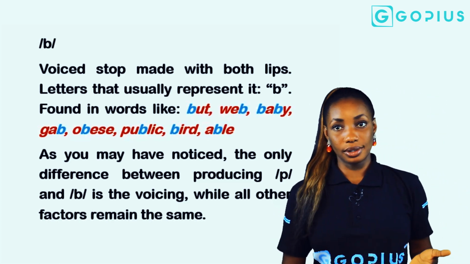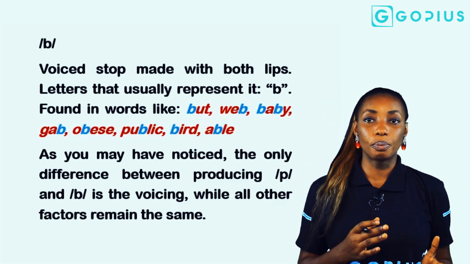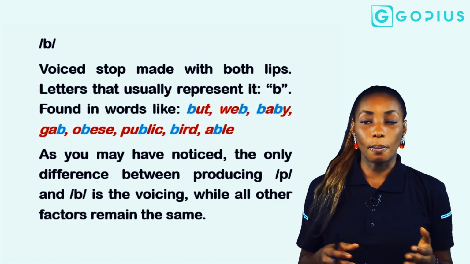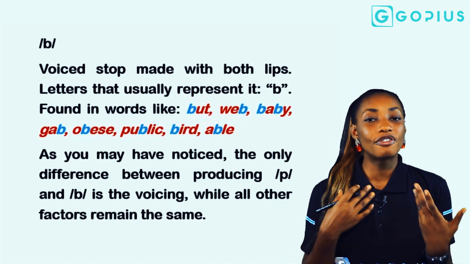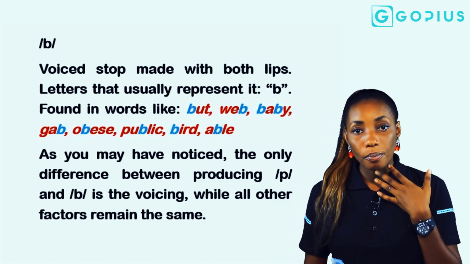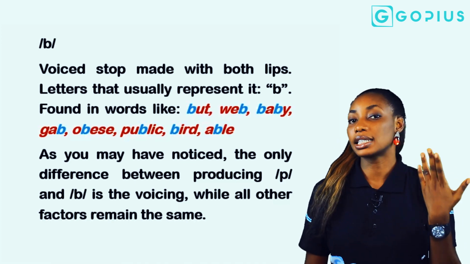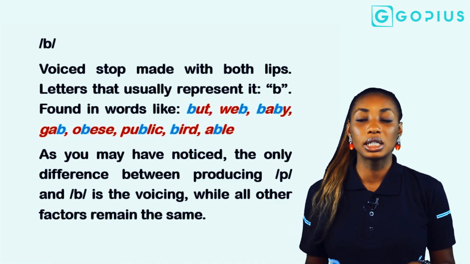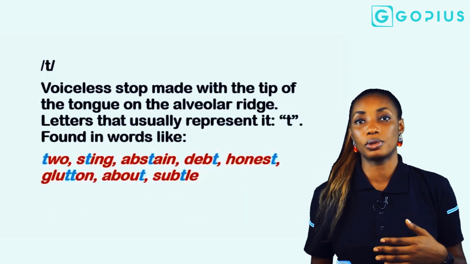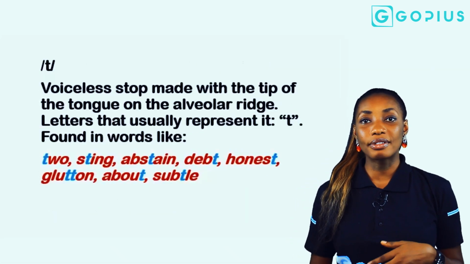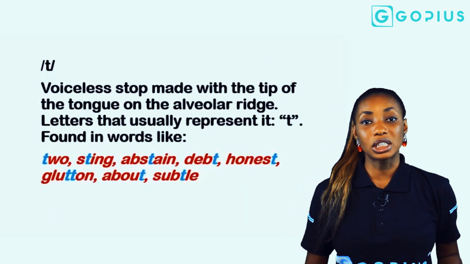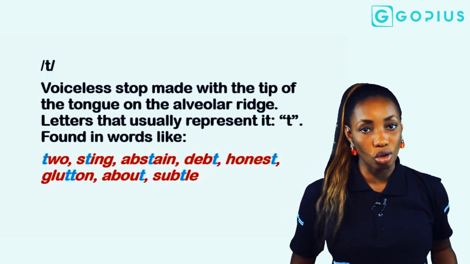As you may have noticed, the only difference between the production of the P sound and the B sound is the voicing. The B is voiced and the P is voiceless, while other things remain the same. They are both bilabials, they are both stops. So moving on, we have the voiceless alveolar stop.